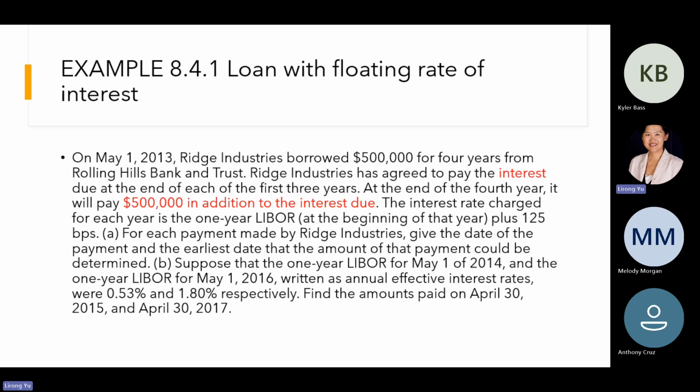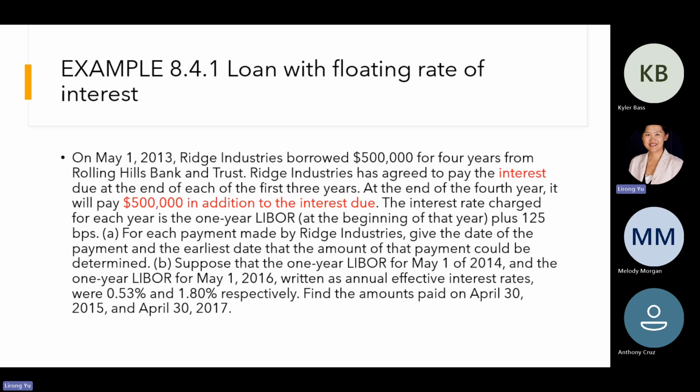There are 2 questions. A is, determine when do you determine your interest rate and when do you pay it. Normally each year you determine the interest rate at the beginning of the year and you pay it at the end of the year. The second question is, suppose that the 1-year LIBOR rate for May 2014 and for May 2016 is given. Suppose we're given 0.53% and 1.8% for those 2 years. What should be the amount of payment?